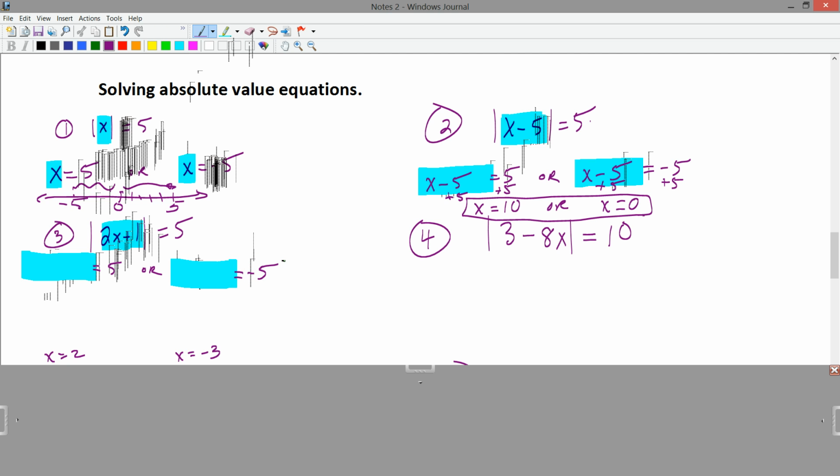But that stuff has changed in this particular problem. That stuff is the 2x plus 1. So we're going to put 2x plus 1 in there, and 2x plus 1 in there. Right? And we have two equations to solve, and hopefully we'll get two different answers, 2 or negative 3. Now we're going to solve these two equations. So we're going to minus 1, minus 1. We get 2x equals 4. Keep solving. And guess what we get? We get x is 2.